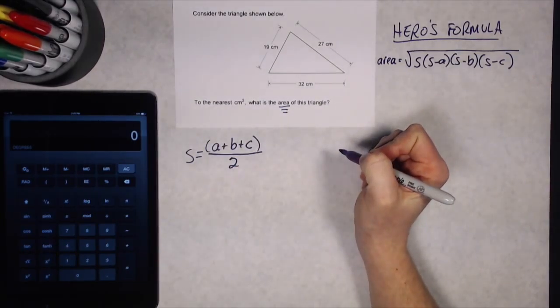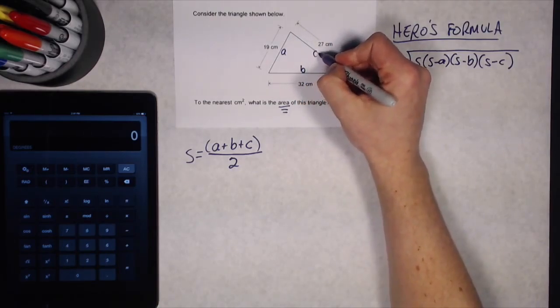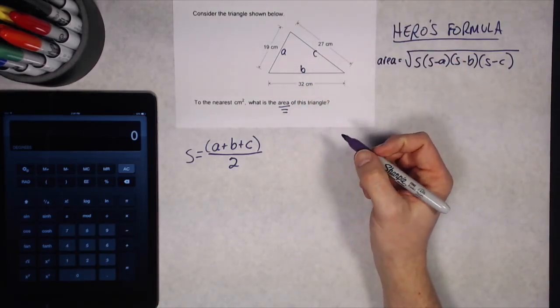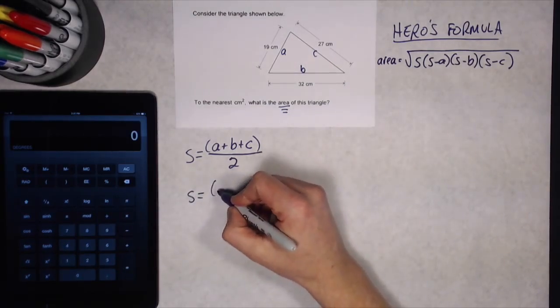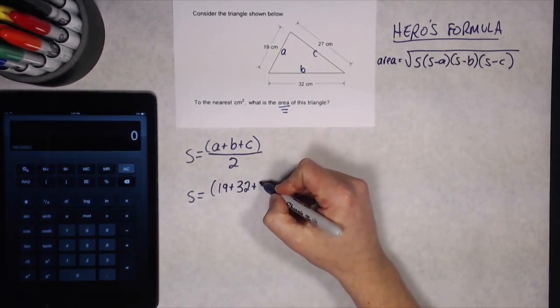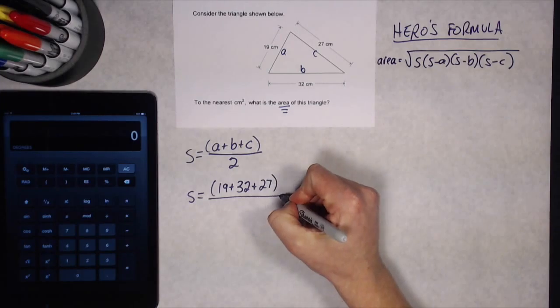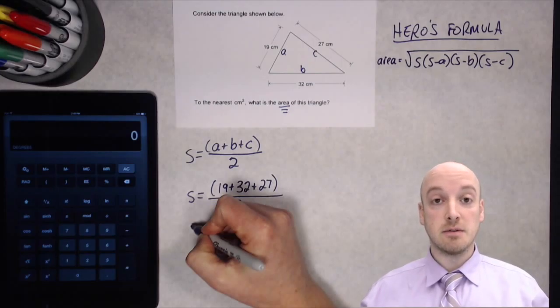So the first thing to do would be to label this triangle. Now A, B, and C can go anywhere, so I'll put them on the 3 side lengths in any order I choose, and then fill them into the formula for S. So S is equal to 19 plus 32 plus 27, all divided by 2. It's so important here that you divide by 2 after you add up those 3 numbers. If you don't, you're not going to get the right answer for S. So do A plus B plus C, hit the equals button, and then divide that by 2.